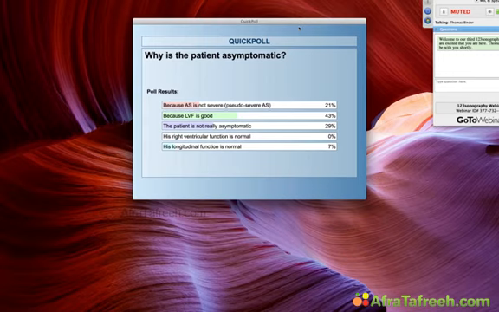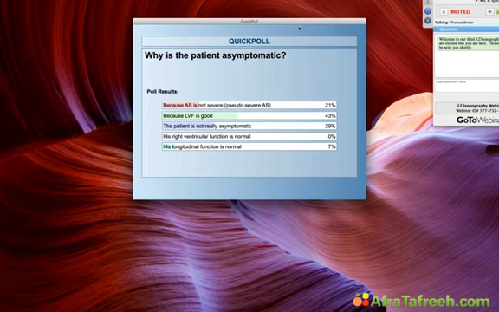So here are the results. I think you see them now. Why is the patient asymptomatic? Most of you think that it is because left ventricular function is good. That is why he's still asymptomatic. Some of you think it's because the aortic stenosis is not severe despite the high gradients. Obviously, nobody put right ventricular function as an option. And some think that his longitudinal function is normal and that is the problem.